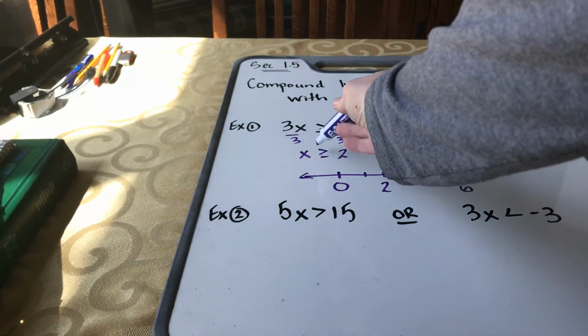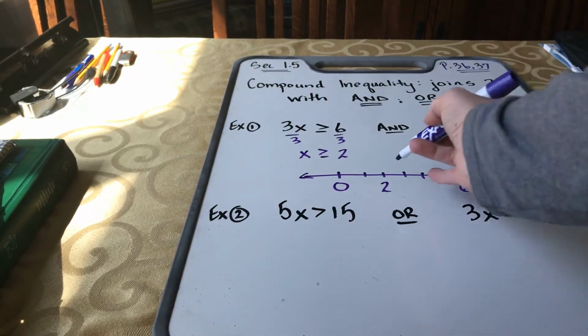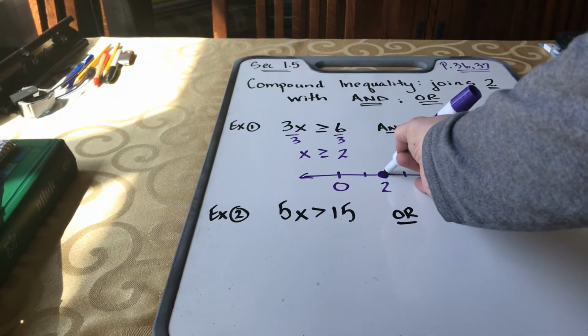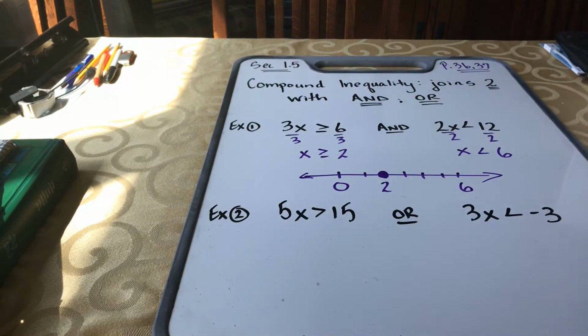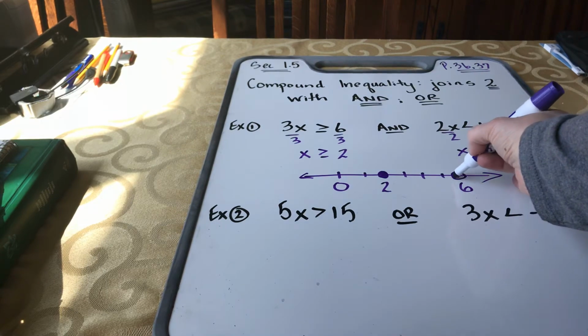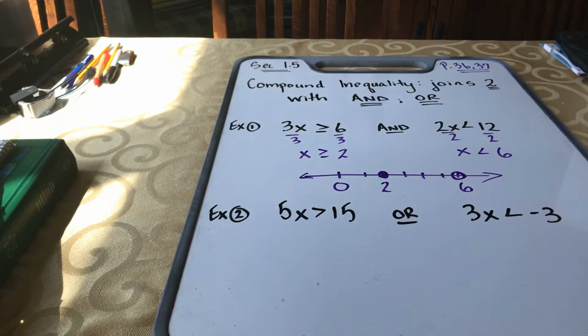So I'm going to go to the 2, and it says x greater than or equal to. So as I mentioned, that means I can have a solid circle here at 2. Okay? Then I'm going to go to the 6 part. It says x less than 6. It does not say equal to. So I'm going to go and I'm just going to do an open circle here at the 6. All right. Now, what does that mean as far as my solution?